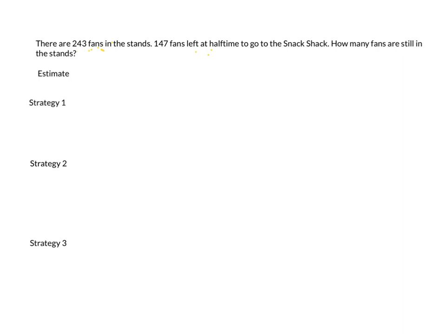So we're going to estimate, we're going to do 243 minus 147. 243 is closest to 200. 147 is closest to 100. So 200 minus 100 is 100. And so our answer should be fairly close to 100. But let's see. We'll use a couple different strategies to solve the problem.